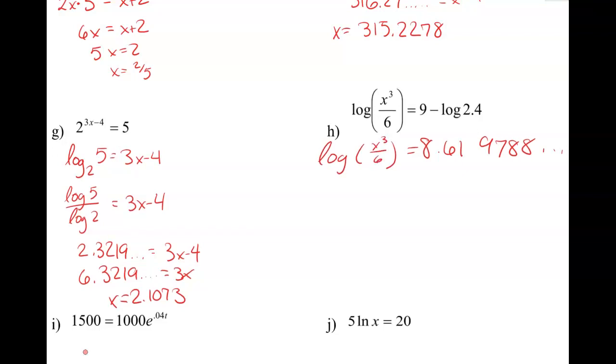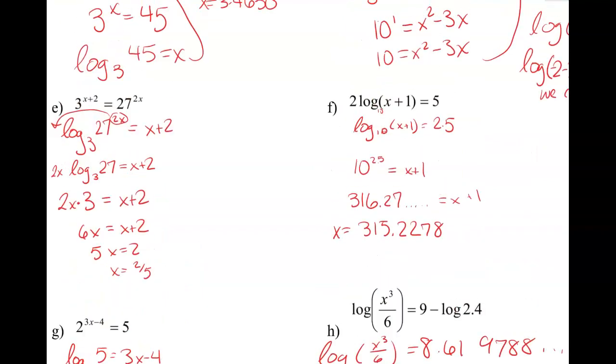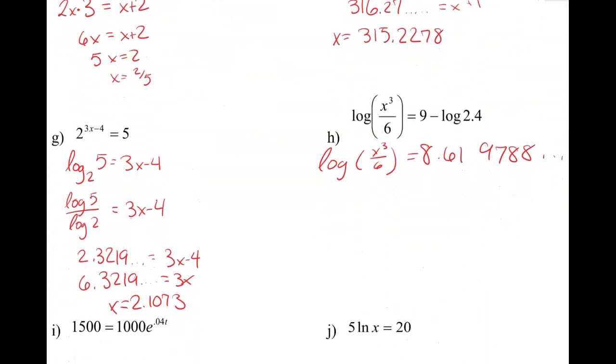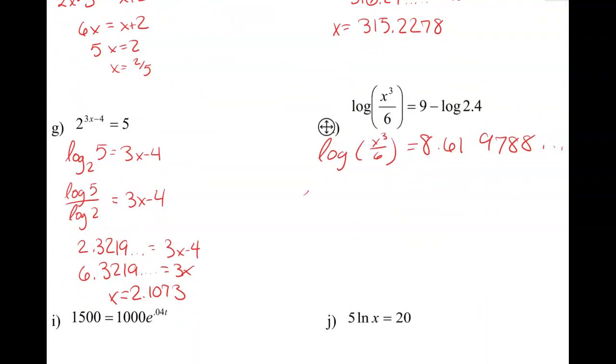Okay, cool. And then I notice, okay, well, I can probably separate these a little bit. And you're probably like, but Miss Schuessler, you told us if we have multiple logs, we're going to put it together on D. Well, yeah, but on D, we had 2 different x's in my logarithms, which is why I wanted to combine them. But I notice if I separate these two, I'm going to end up with log of x to the third minus log of 6 is equal to 8.619 and so on.